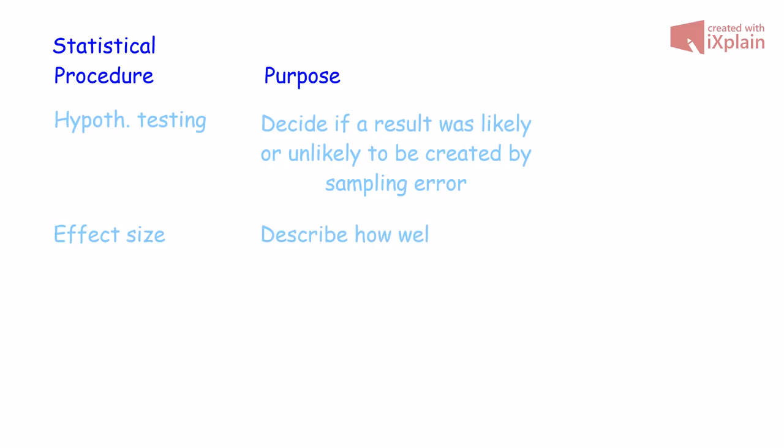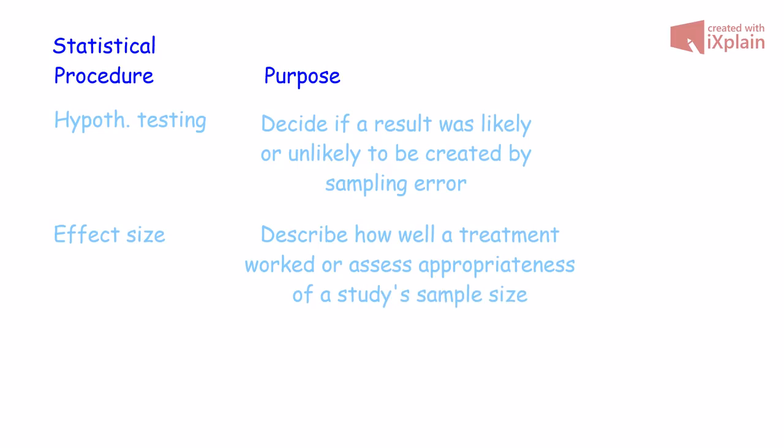Effect size has two purposes. If the hypothesis test rejected the null, saying that the treatment caused the difference, then the purpose of effect size is to describe how well the treatment worked. If, however, the hypothesis test did not reject the null, then the purpose of effect size is to determine if the sample size was appropriate.